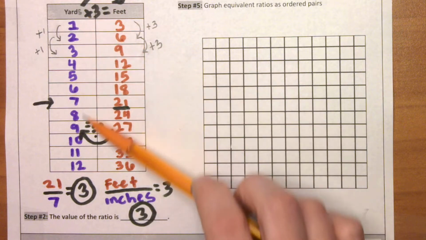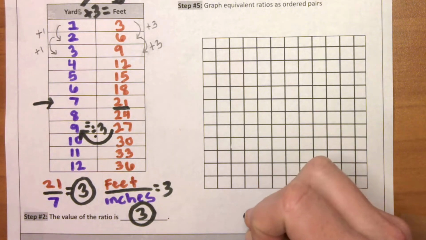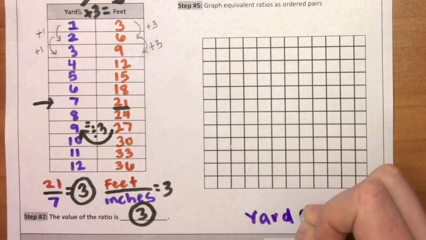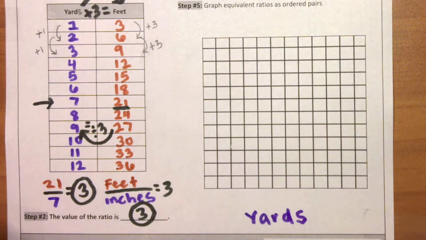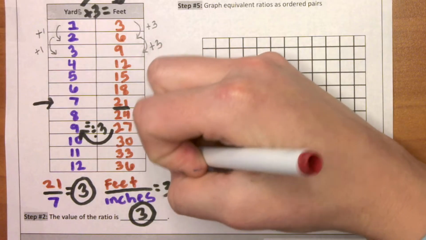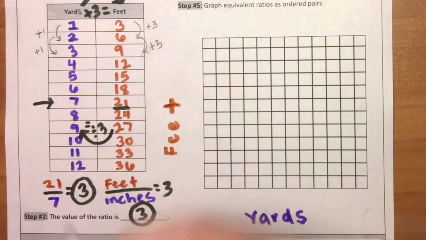Now, this first column is going to be our x-axis. So why don't we write that title first for our x? We have yards. Make sure you're writing with me. And I highly suggest using a pencil. And then our y-axis is going to be feet.